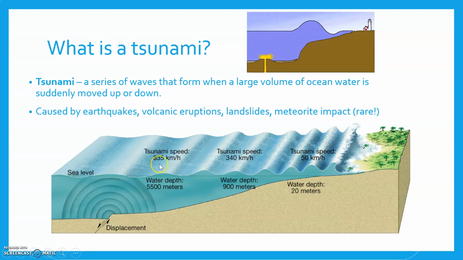So if you notice, it does move very quickly. If this is where the earthquake or whatever event happened, it would push all that water up, traveling in. Every time it gets shallower, you notice it slows down. When it slows down, it gets really high, and that would be your giant damaging wave.